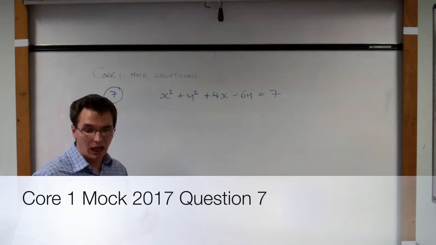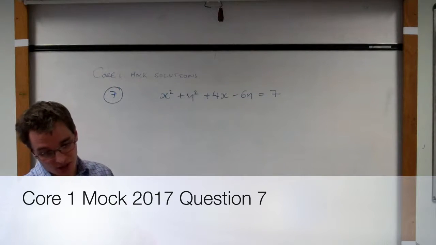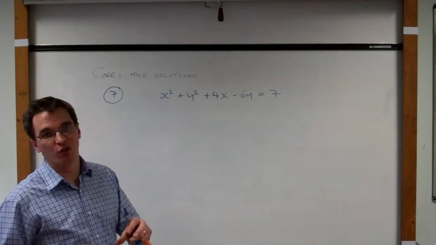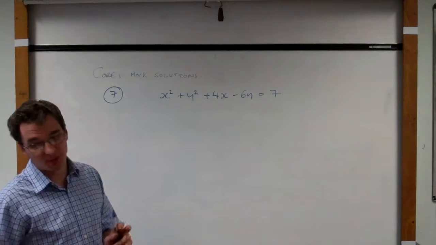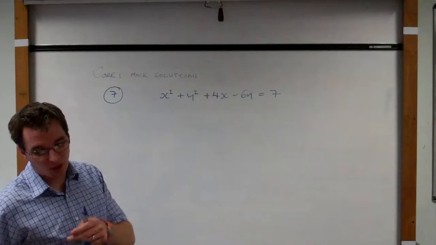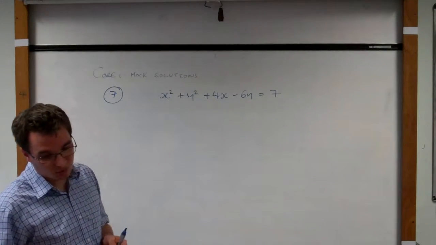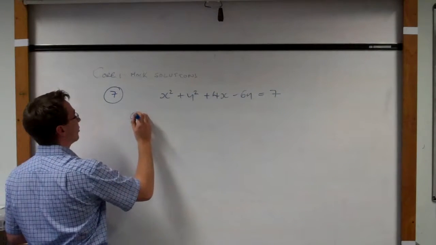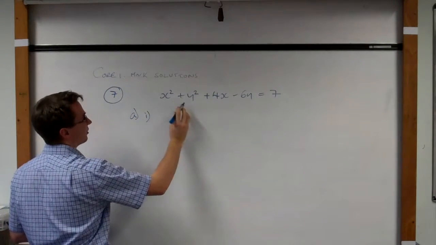Okay, question 7. When you're looking down and you're scanning this, you just notice the big chunk of question 7 that just looks quite horrid. But when you get there, it's okay. So try not to be put off and just do what you know. So the first bit is really straightforward. It just asks us to tell them the centre of this.